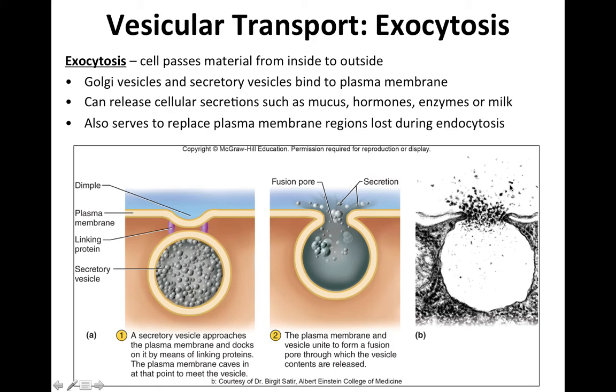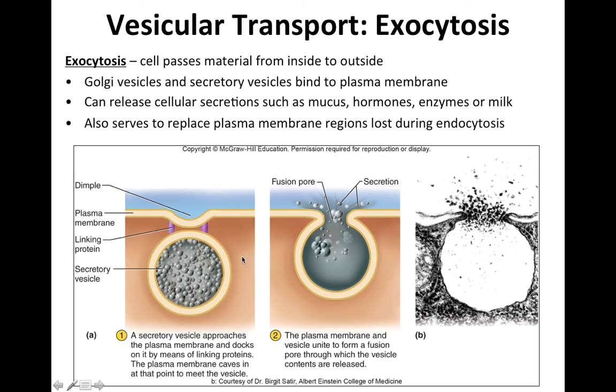And then finally, we see exocytosis. So exocytosis itself is where you're actually releasing material from the inside of the cell to the outside of the cell. So it's just the reverse of endocytosis. Here's the secretory vesicle. Again, a secretory vesicle is one that would have usually been made by either the rough or the smooth ER, and then modified by the Golgi apparatus, so it can then be released. So again, this is how you're making mucus, hormones, enzymes, even breast milk.